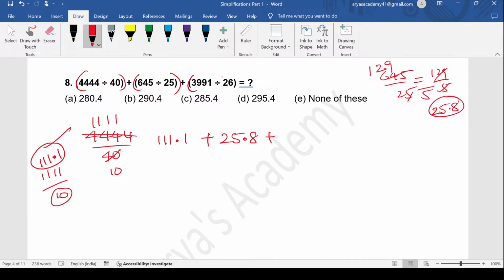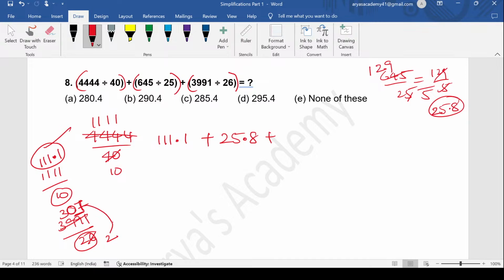And finally, we are left with the third part of the equation, 3991 by 26. 26 will actually go in the 13 table, or you can solve with 26 as well. If you are familiar with the 26 table, go for it. Or else you can solve with 13. 13 twos are 26. 13 threes are 39. We have to consider both the digits at the same time, so that is why you have to place a 0. And then comes 7. 13 sevens are 91.